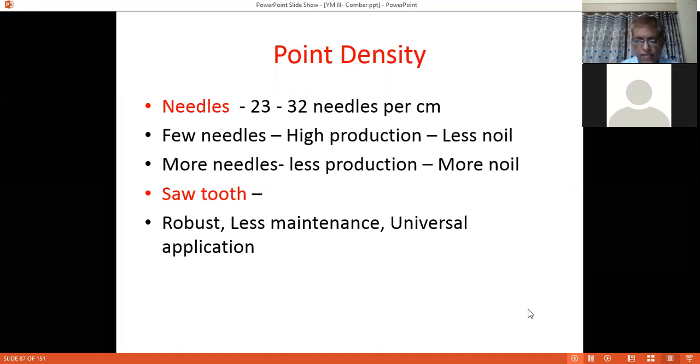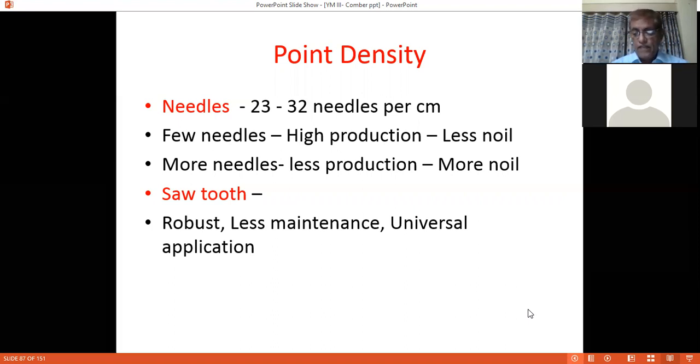to avoid this, we want robust, less maintenance clothing, which is self-cleaning also. So sawtooth clothing is stronger also, robust also, life is also good, damage is also less, and less maintenance required. So these days on the half lap and cylinder comb, sawtooth clothing is used.